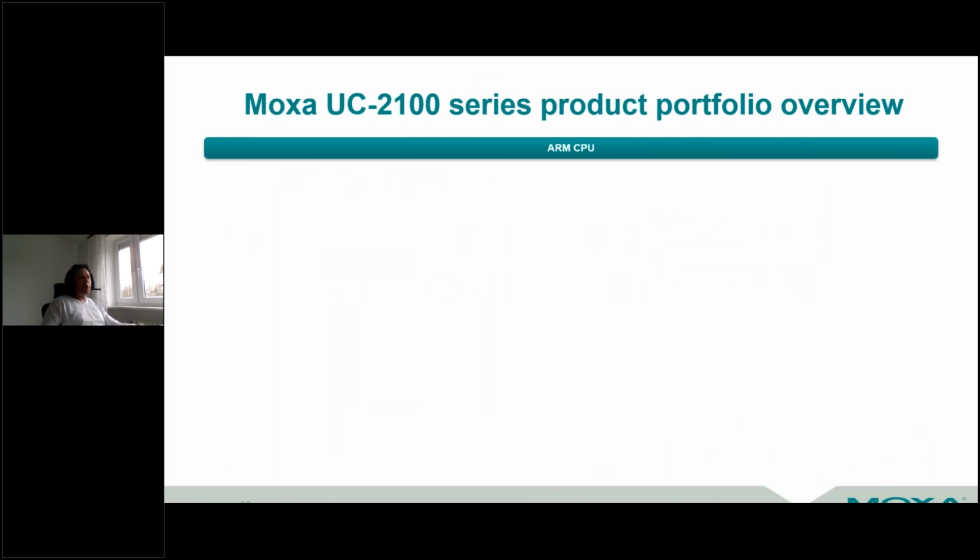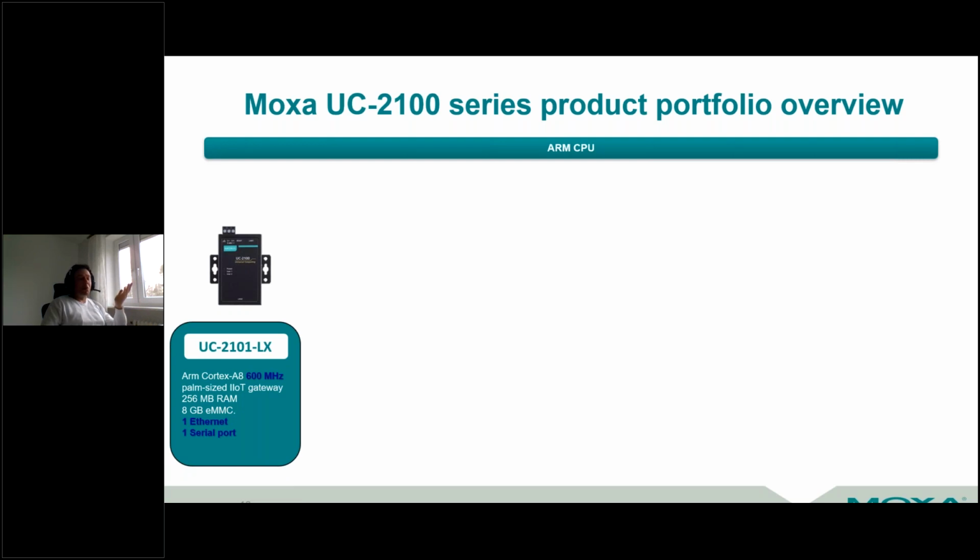The next representatives are our smallest embedded computers, the universal communicators, UC-2100 series. The first one is the cutest and the smallest one. It can fit on the palm of each of us, the UC-2101, which is running on a Cortex A8 at 600 MHz CPU. It has 256 MB RAM and 8 GB eMMC, one Ethernet and one serial port, ideal, for example, to be programmed as a serial to Ethernet converter.